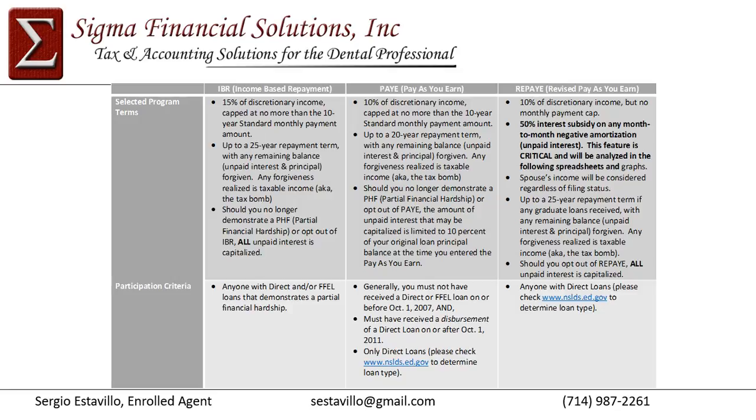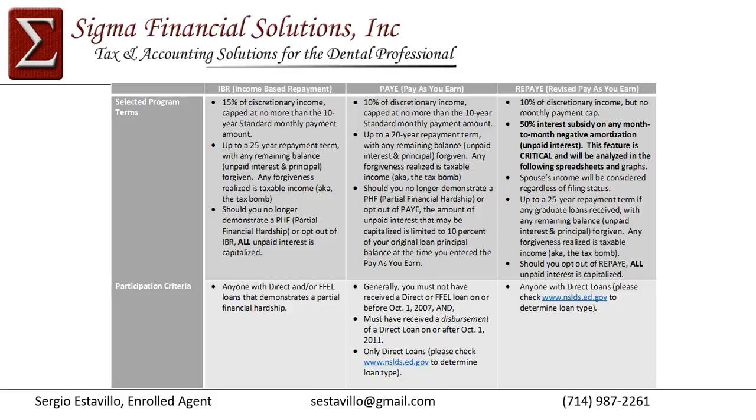Pay-As-You-Earn, I think, was introduced in December of 2012. Here it's 10% of discretionary income, so the monthly payments are a third lower than IDR. It has a 20-year repayment period. And again, if you don't demonstrate a partial financial hardship or you opt out of PAYE, the interest is capitalized. As I mentioned, your AGI has to be about 1.4 to 1.5 times greater than your student loan balance when you enter PAYE in order to no longer demonstrate a partial financial hardship. Who's eligible to participate?